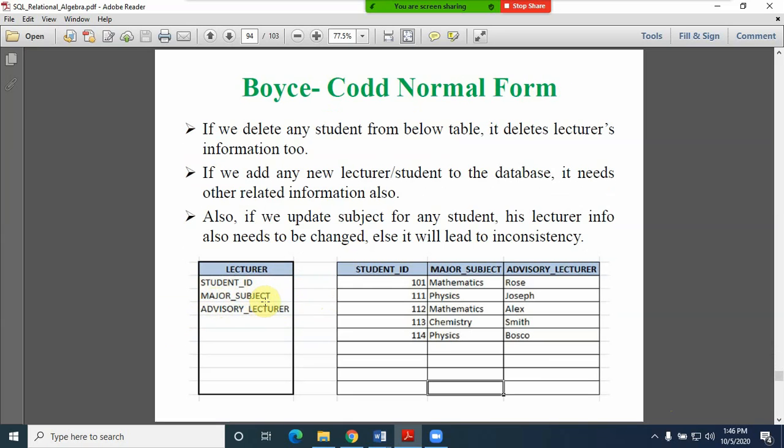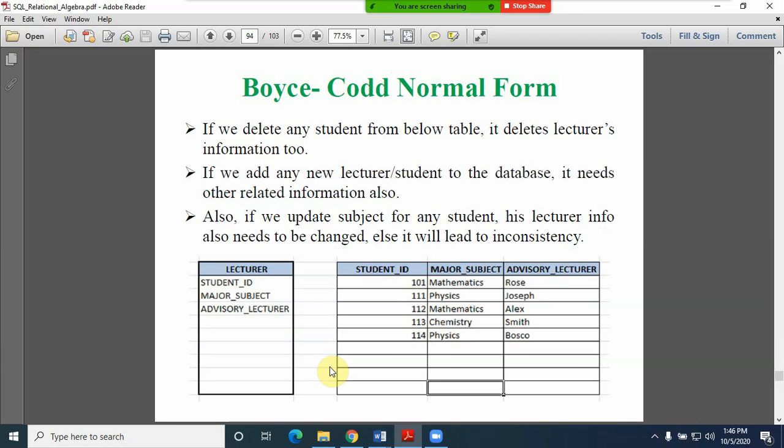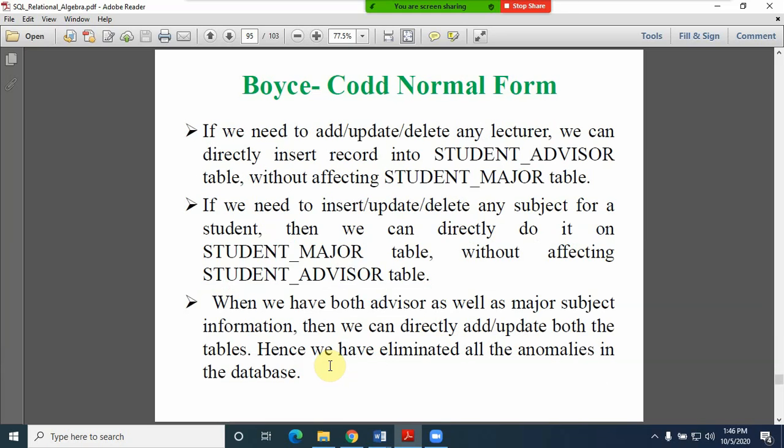Here student ID and major subject are the composite primary keys, and we are considering this advisory lecturer as the non-key. But the problem we have faced is that student ID and major subject are generating the advisory lecturer information, yet this non-key, the advisory lecturer, is generating the partial key information, whatever key we are having, which is against the rule of the BCNF. So these are the things we can observe here, friends.